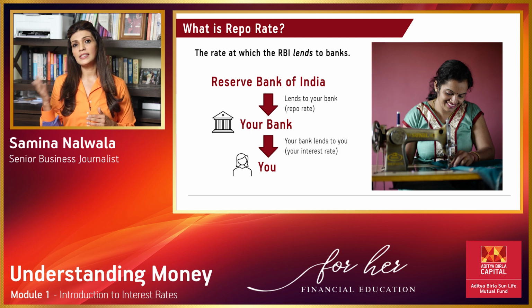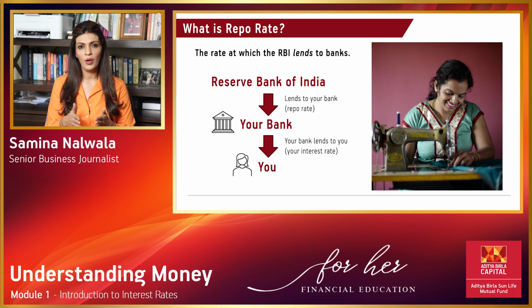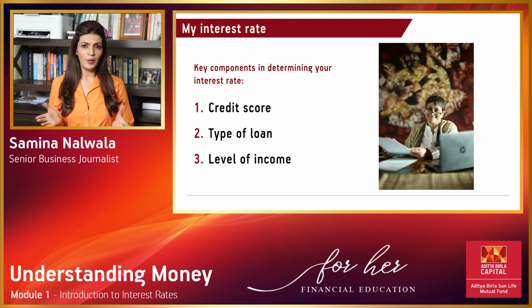But if the RBI decides to increase the repo rate, then your bank would also have to increase the interest rates on what you borrow in order to maintain profit margins. Now, the bank adds their profit on the repo rate and decides what rate they will lend to you. Only if it was that simple, right? There's a bit more to it.